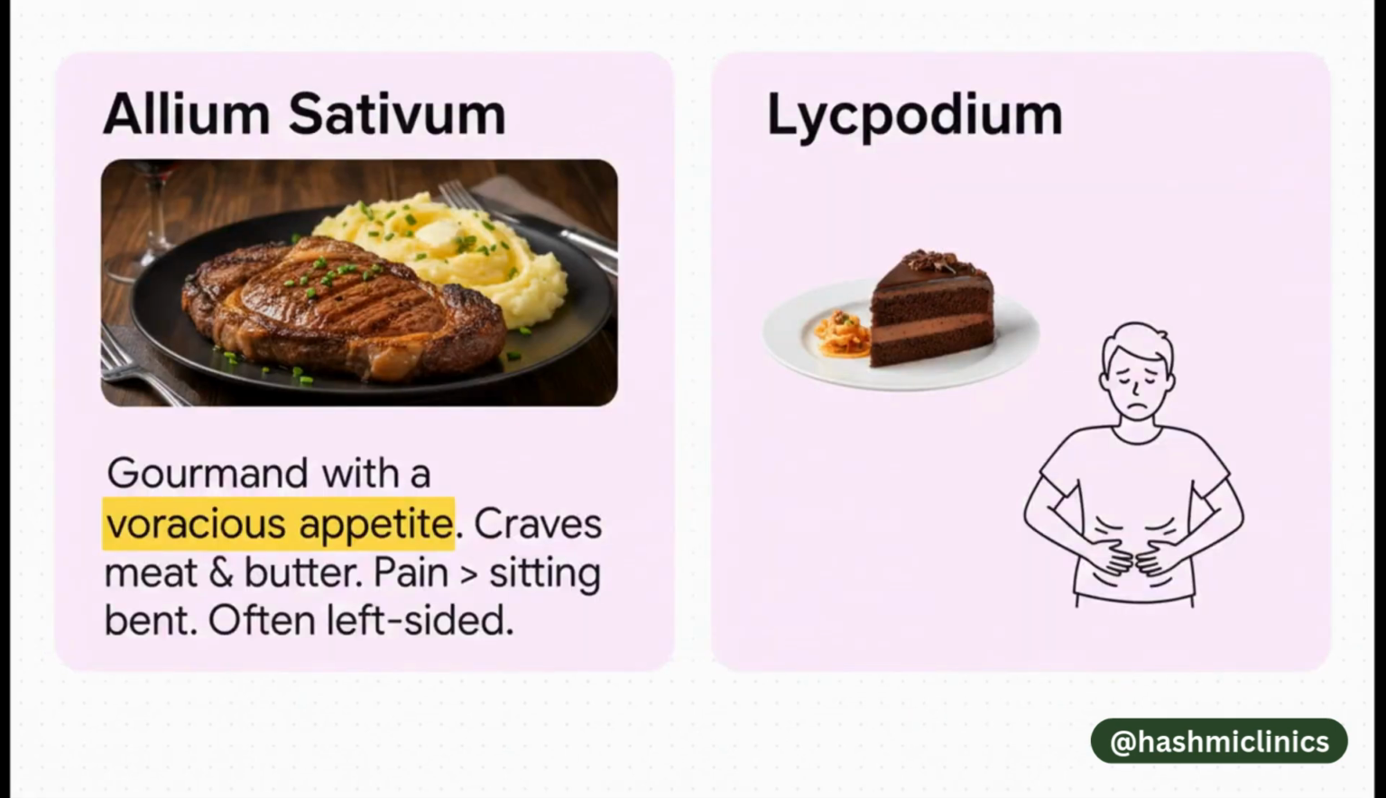Differentiating Allium sativum from a major polycrest like Lycopodium is an absolutely crucial clinical skill because they both present with significant dyspepsia and bloating. So what's the key? It's the appetite. The Allium sativum patient is a gourmand with a voracious appetite. The Lycopodium patient, in contrast, has weak digestion and feels full after just a few bites. The cravings are another dead giveaway. Meat and butter for Allium sativum versus sweets for Lycopodium.